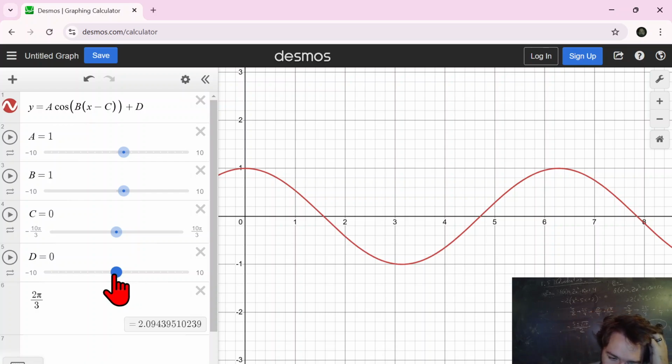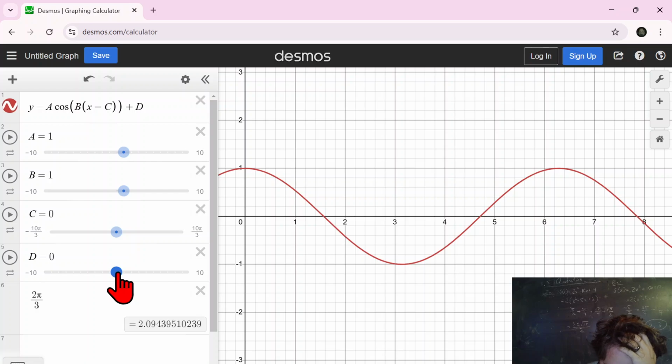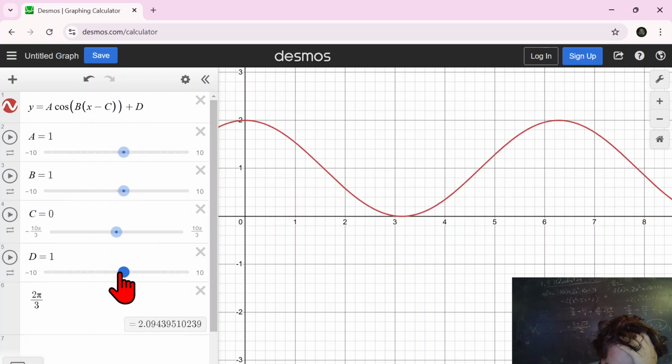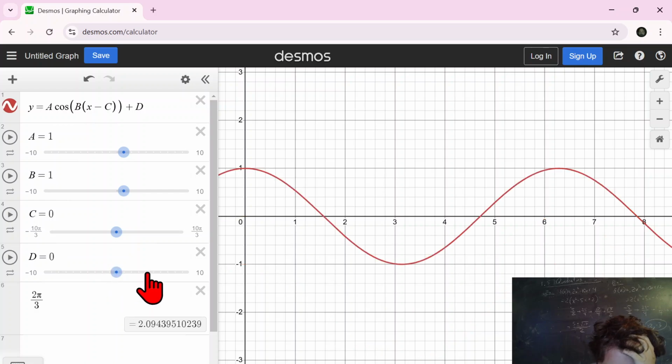And then D will very easily control the midline the same way that it did before. Remember, the midline is just this spot right in the middle that keeps repeating over and over again more frequently than the peaks and troughs. Or at least it looks more frequent. It's not that it's actually more frequent; it's that it looks more frequent. So if I move this value of D, it moves the physical midline up and down, and therefore the entire graph moves up and down.